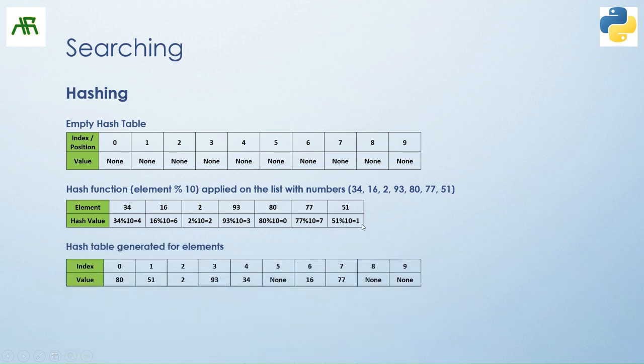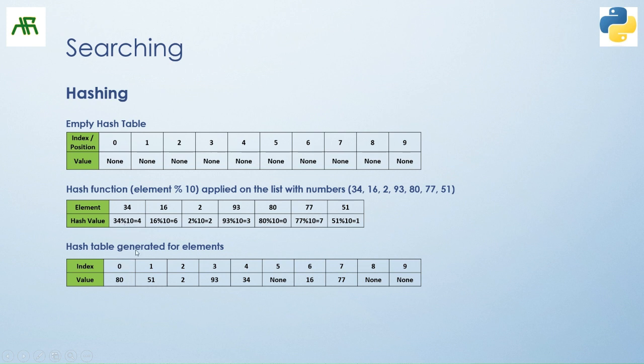Now if I want to create a hash table based on this hash function application, the divisor could be different, but typically it would be the size of your list. But in this case, for ease of understanding, it's done with 10. So I have the hash table that was empty before, and I want to fill each index position with the value of an element.